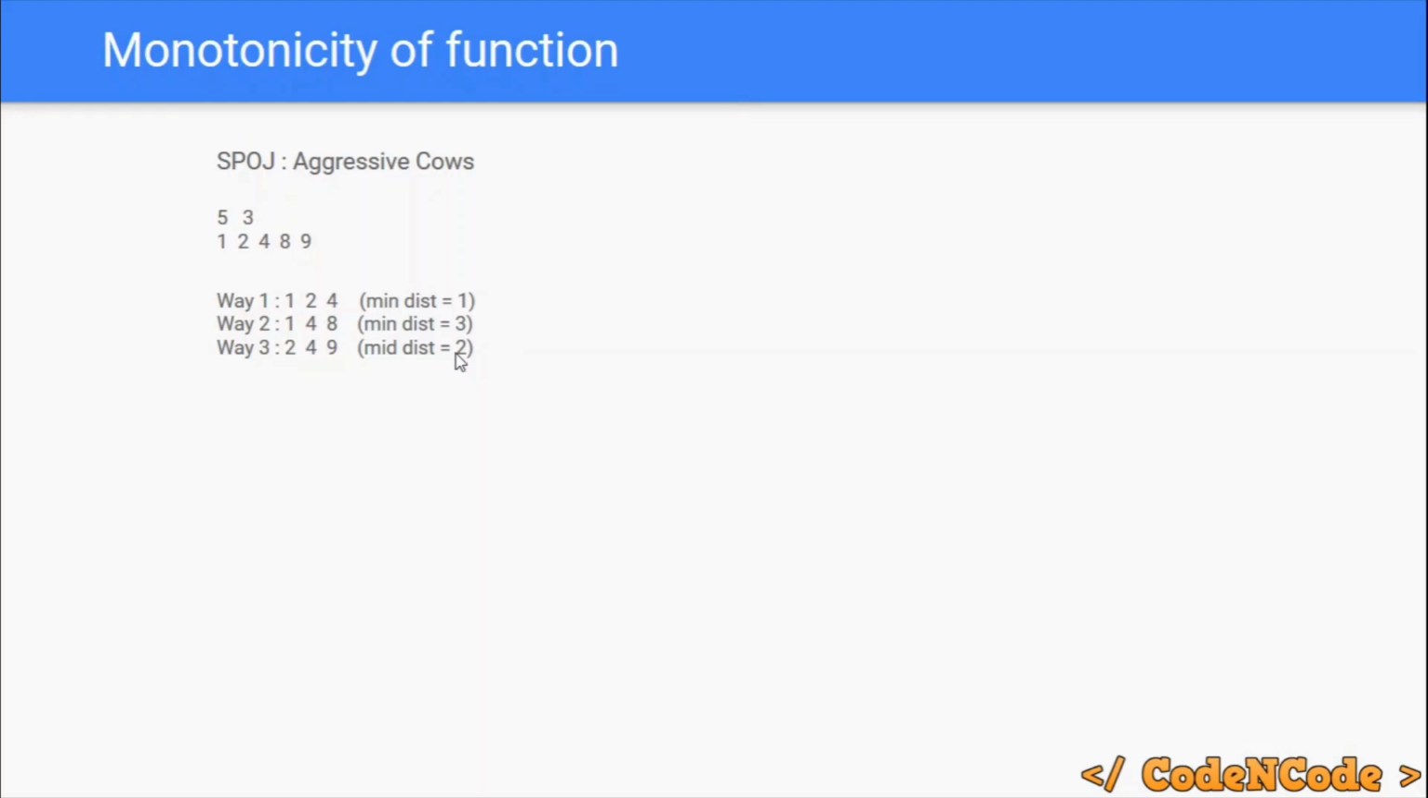Since we have to maximize the minimum distance, we will go with the second way, and this is actually our answer. So the minimum distance we are able to maximize is 3. So the answer is 3.